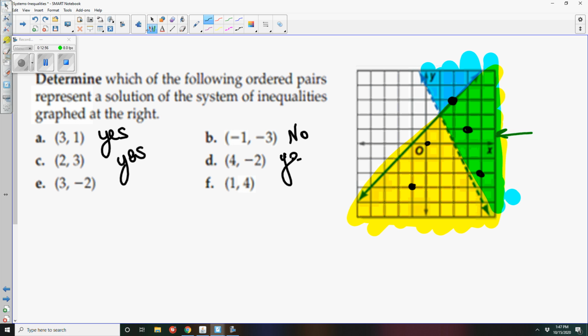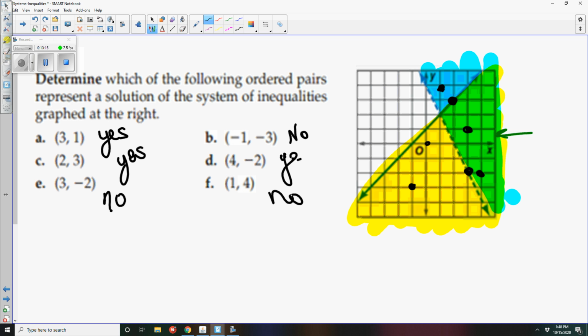Right 3, down 2. It's on the dashed line. Is that one a solution? No. Why not? It's not included, it's not equal to it. And then the last one's 1, 4. So we go right 1, up 4. Yeah, it's in the blue. Does that count? No, so no.